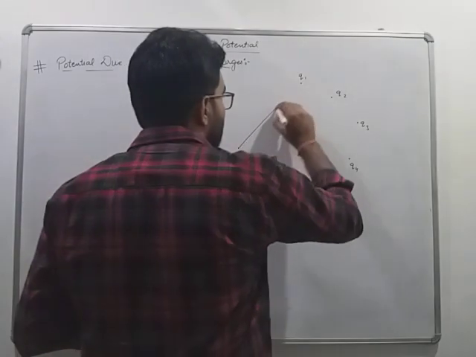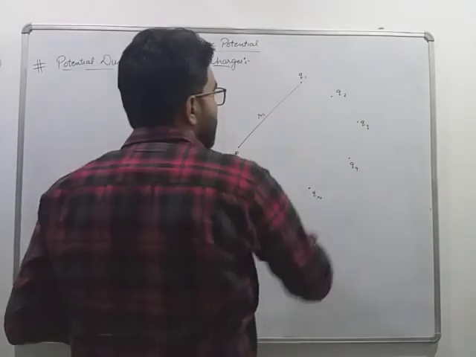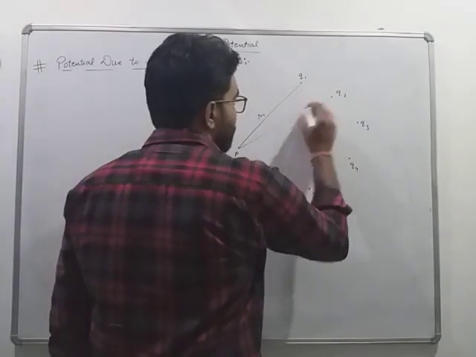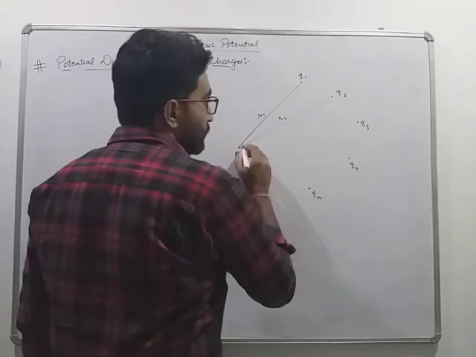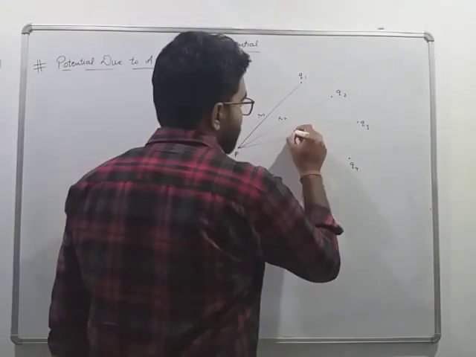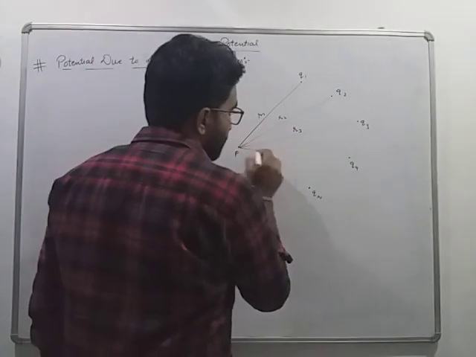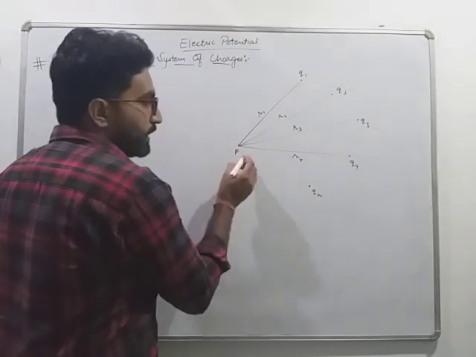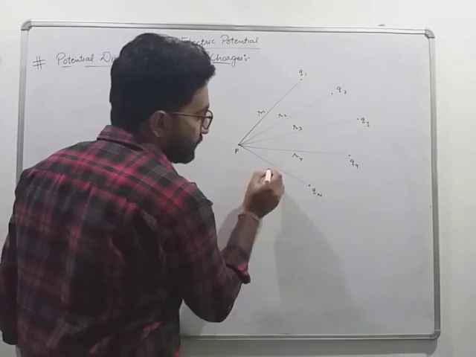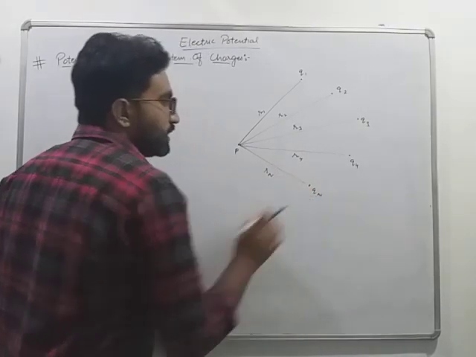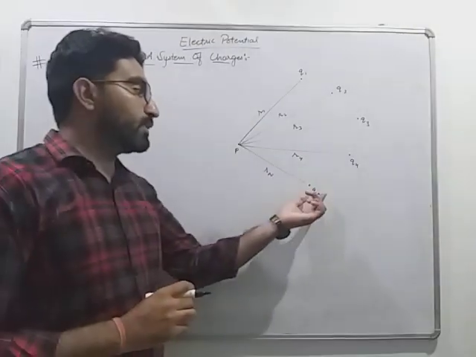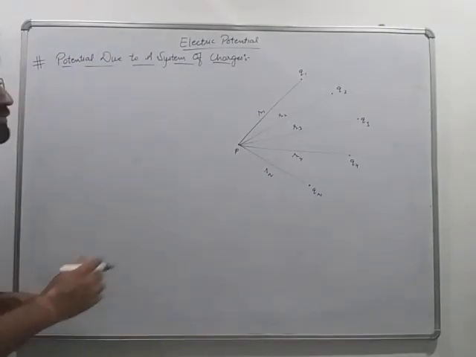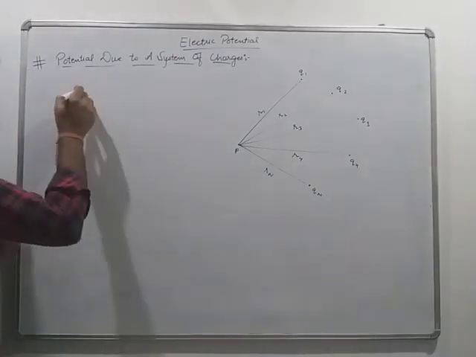distance of R1 from Q1 and at a distance of R2 from Q2, similarly at a distance of R3 from Q3 and at a distance of R4 from Q4, and similarly it is at a distance of Rn from Qn, or from the nth charged particle. Let us find out the electric potential one by one due to this charge configuration.